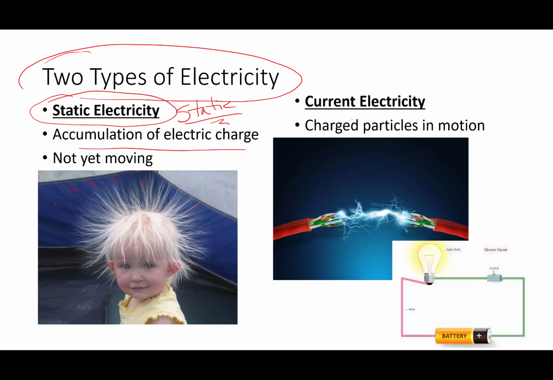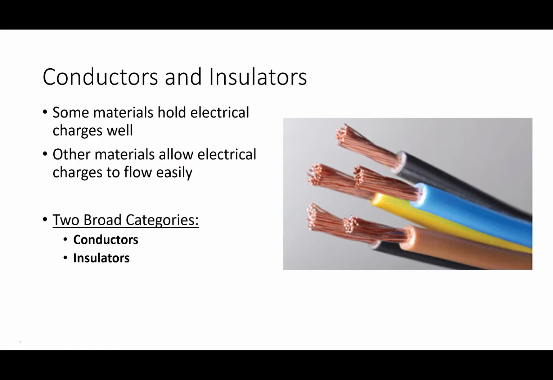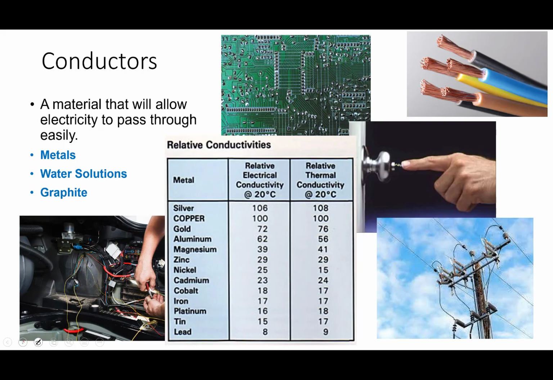Once the charge actually jumps, once that spark jumps, it becomes current electricity, and those are particles in motion, and we will refer to and talk about both. But before we talk about those, we have to talk about the difference between conductors and insulators. Some materials hold on to these electrical charges very, very well, and some materials allow those charges to flow easily. And those are those big categories of conductors and insulators.